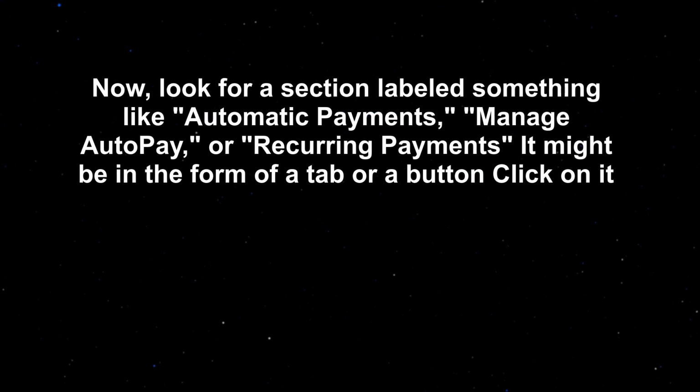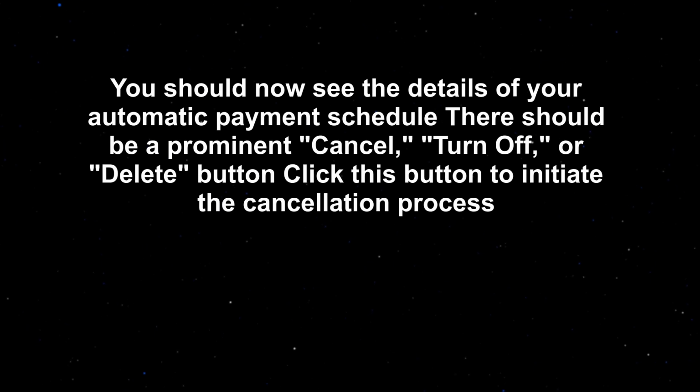Now, look for a section labeled something like Automatic Payments, Manage AutoPay, or Recurring Payments. It might be in the form of a tab or a button. Click on it. You should now see the details of your automatic payment schedule. There should be a prominent cancel, turn off, or delete button. Click this button to initiate the cancellation process.